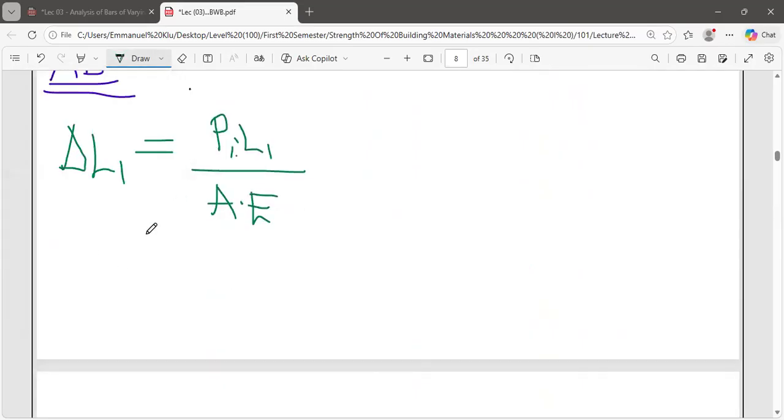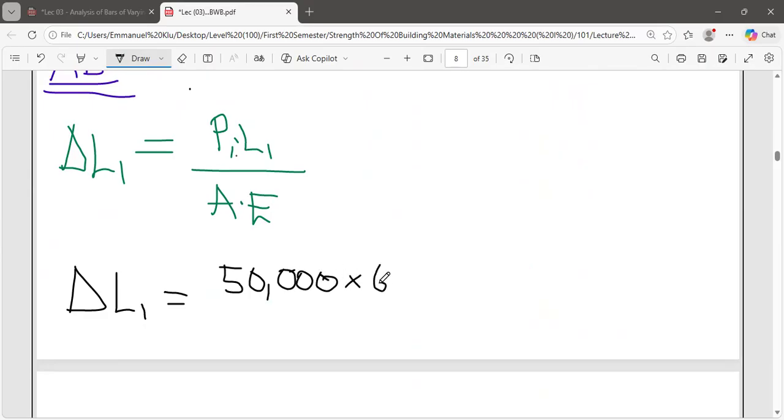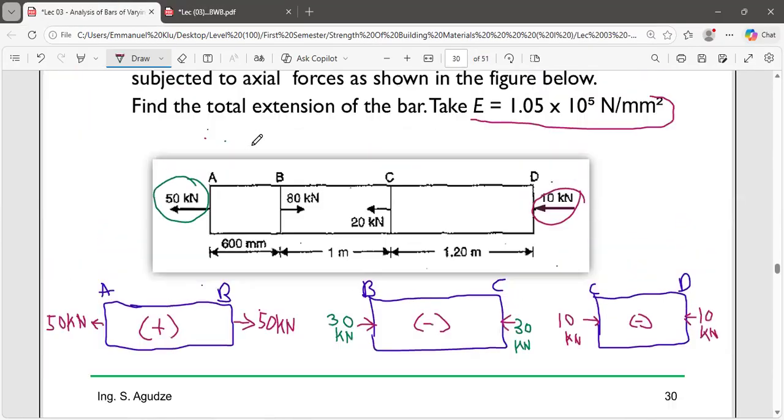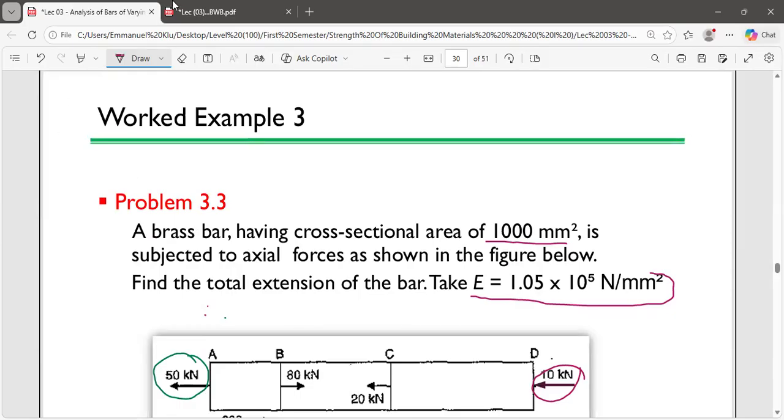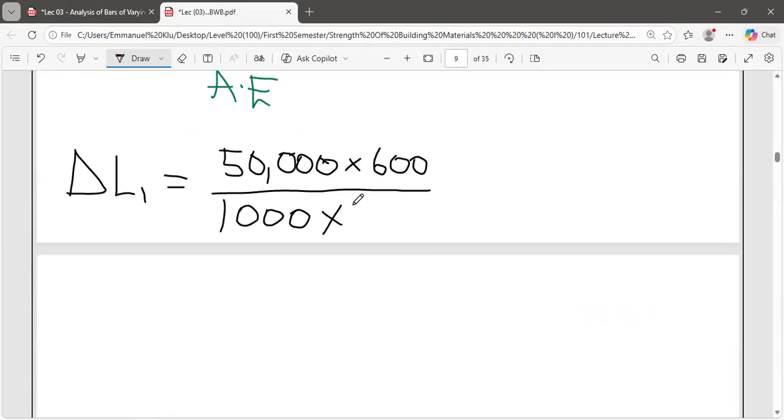Straight away, we can say that our change in length of the bar 1, the P we had was 50 kilonewton, or 50,000, times the length. The length was given as 600 millimeters, all over the area. What was the area given to us? It was given as 1,000, so 1,000 times 1.05 times 10 exponent 5.